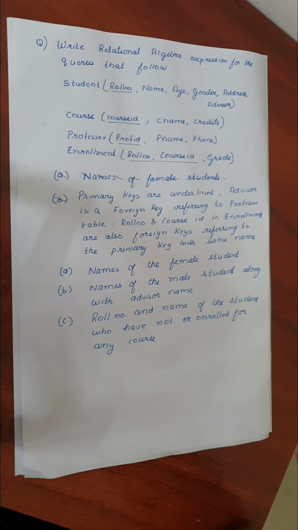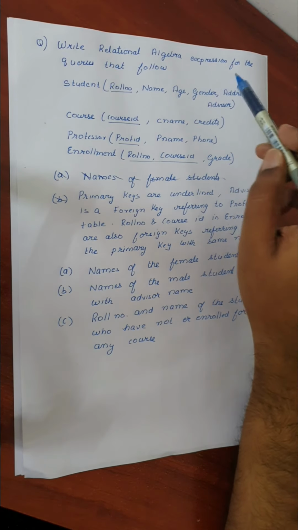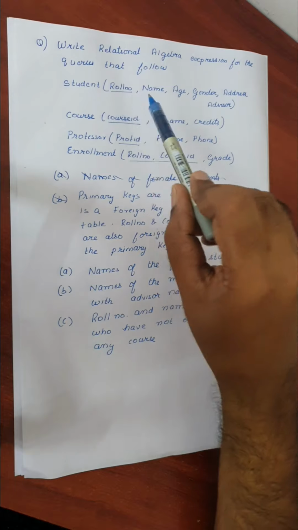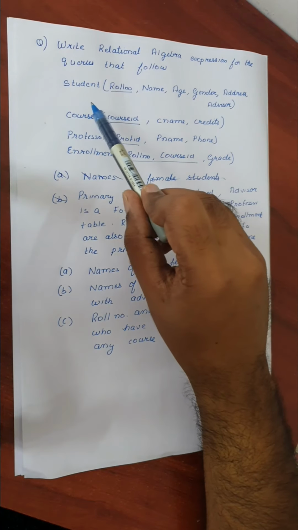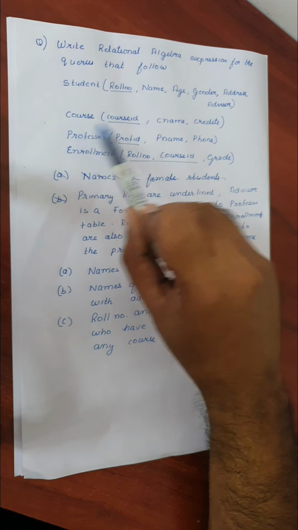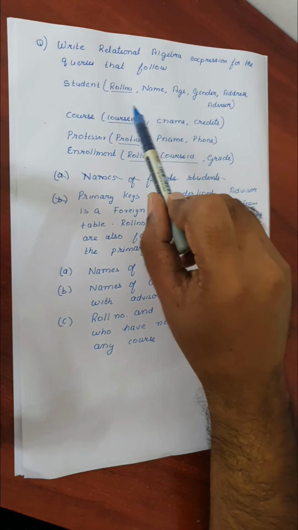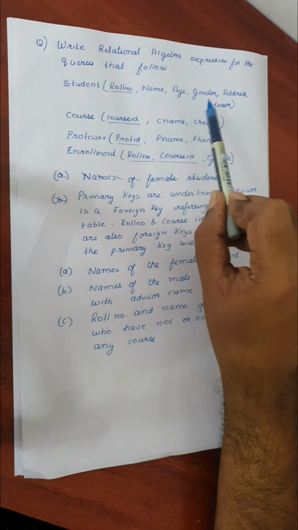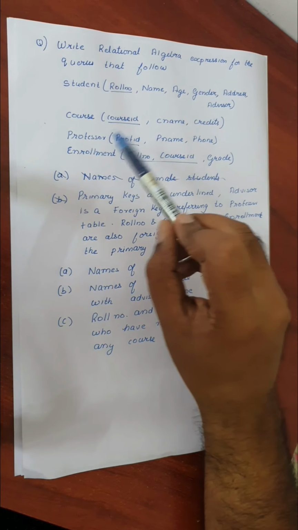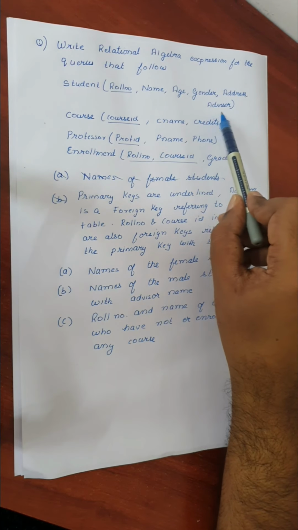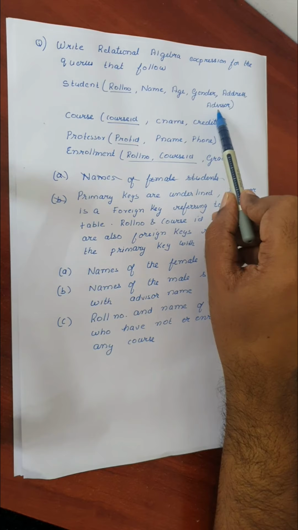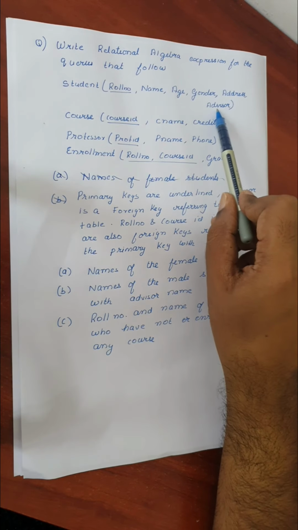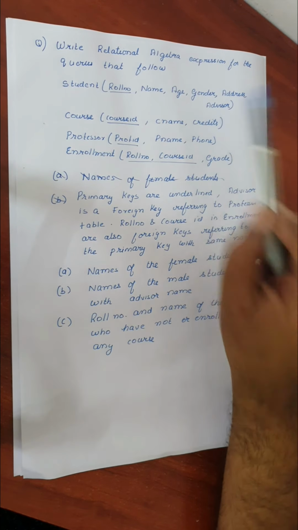Next we can see another question. Write the relational algebra expression for the query that follows. So we are having 4 relations: student, course, professor, enrollment. Their schema is also given. Student has roll number, name, age, gender, address, advisor. This advisor is actually not the advisor name, it is the advisor ID, the ID of the advisor.